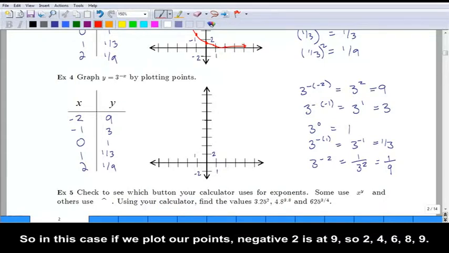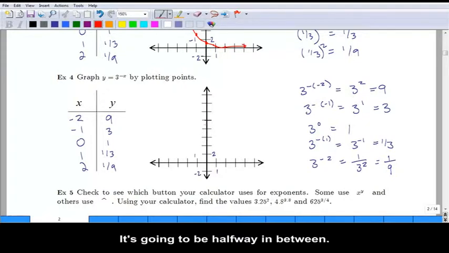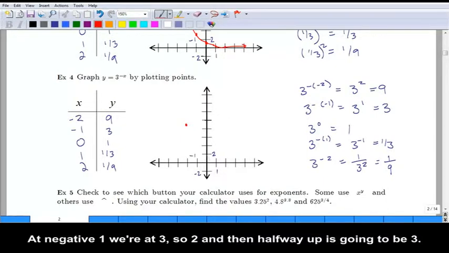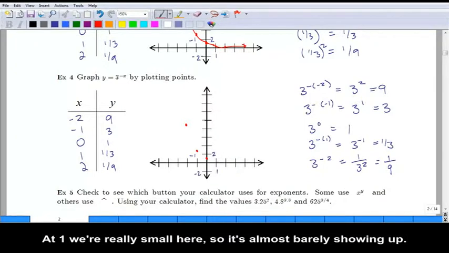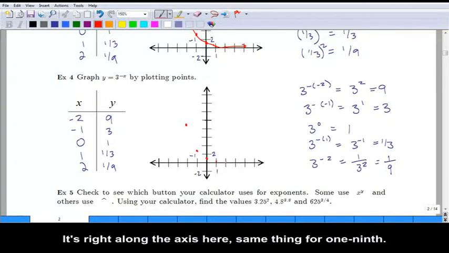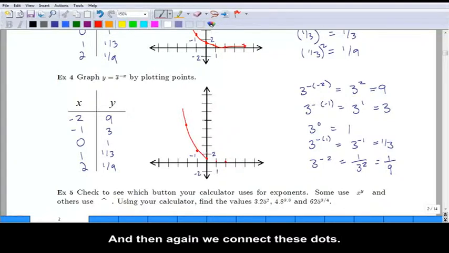So in this case, if we plot our points, -2 is at 9, so 2, 4, 6, 8, 9. It's going to be halfway in between. We follow over here to -2. At -1, we're at 3, so 2 and then halfway up is going to be 3. At 0, we are going to be at 1, which would be halfway up to 2. At 1, we're really small here, so it's almost barely showing up. It's right along the axis here. Same thing for 1/9. And then again, we connect these dots, and we see that this graph is rapidly decreasing.